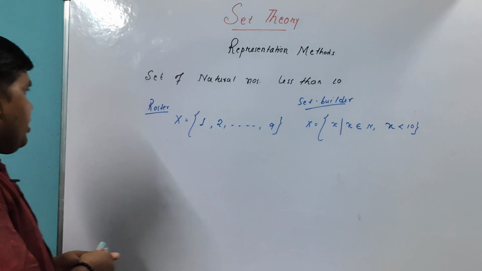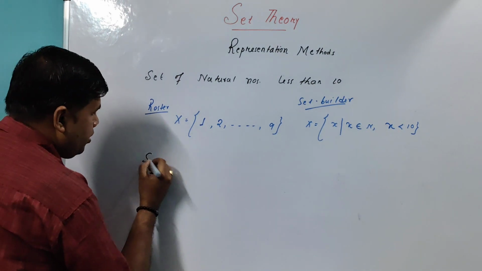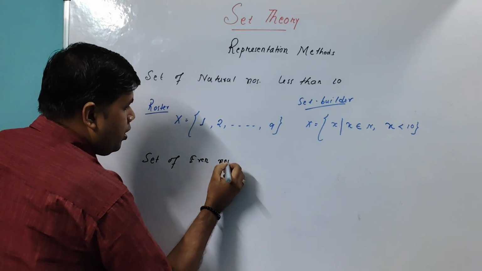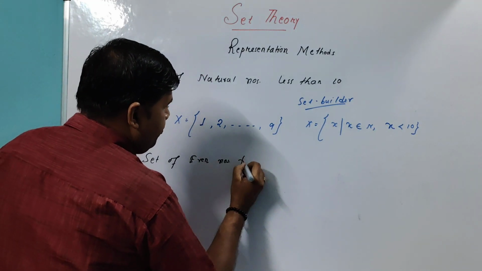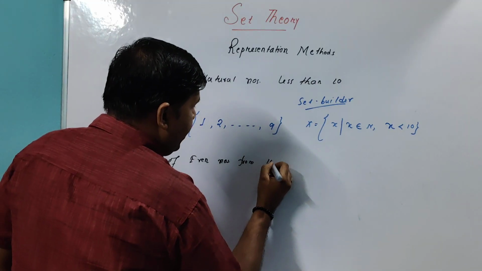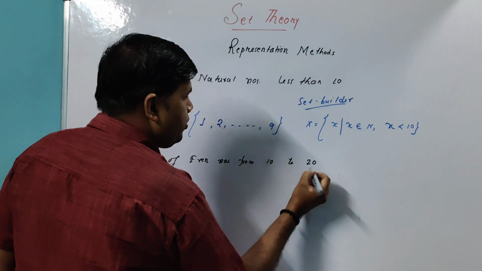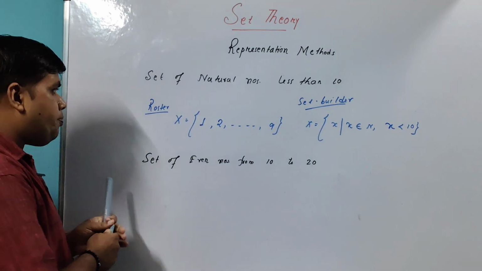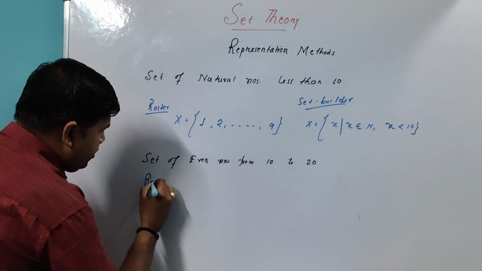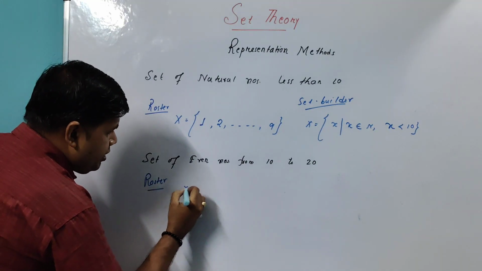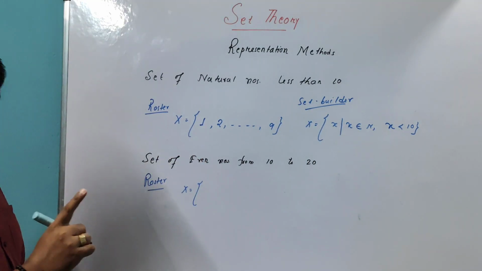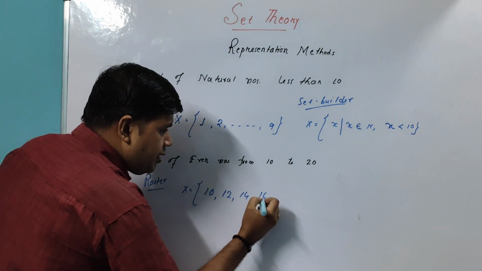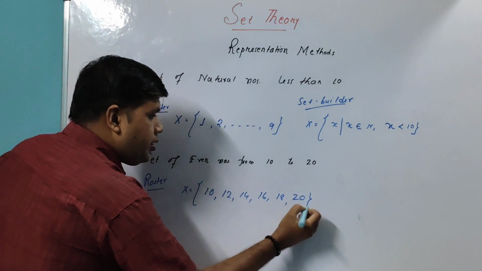Similarly, let's take another example. It is the set of even numbers from 10 to 20. So in the roster method, how can we represent this? In the case of the roster method, it is represented as: even numbers from 10 to 20 means 10, 12, 14, 16, 18, 20.